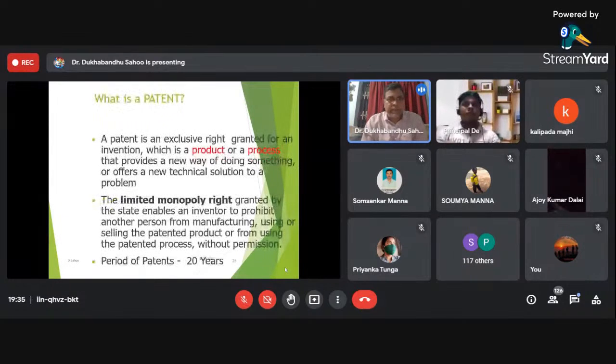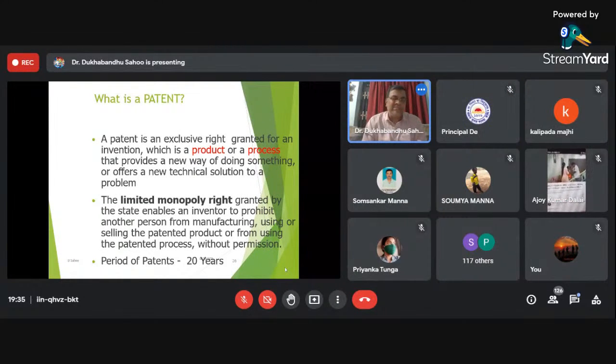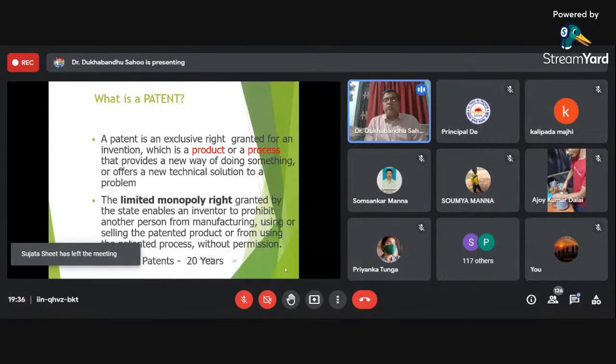Then patents. What is a patent actually? A patent is an exclusive right granted for an invention, for someone who invented something, which is a product or a process. See, prior to 2003, actually, it was only the product patent. That final product, let's say a mobile or a computer is produced, the final product is given the patent. But after 2003, sorry, it's actually 1998, processes are also patented.